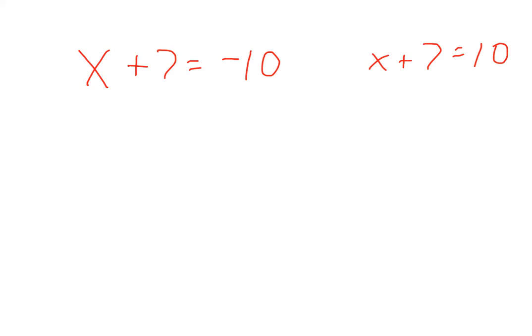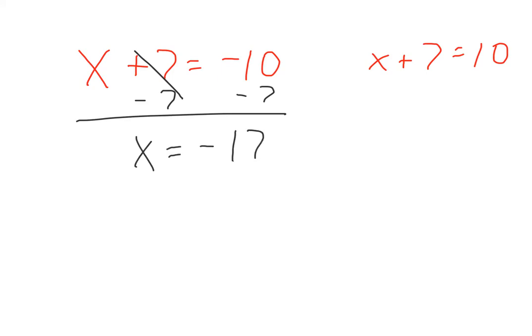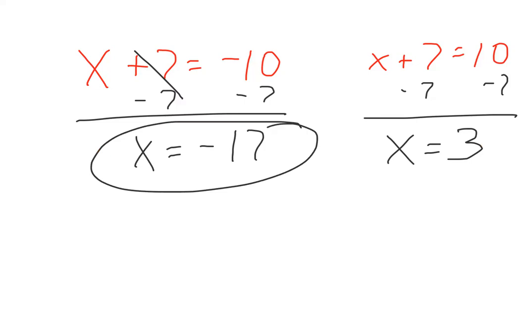I now solve as if I have two different equations. Subtract 7. So x equals negative 17, and x equals 3. This is completing the square.